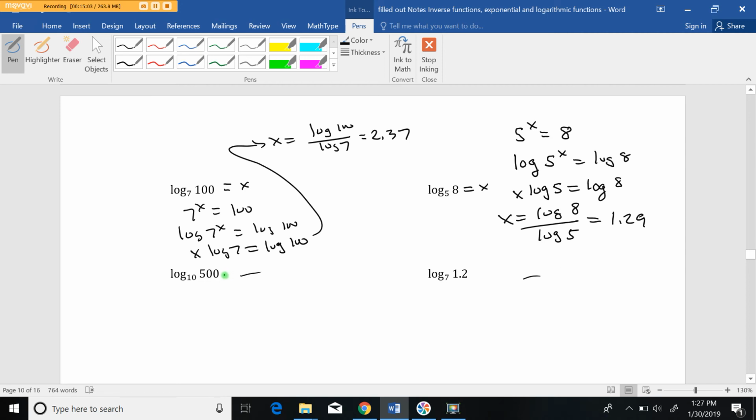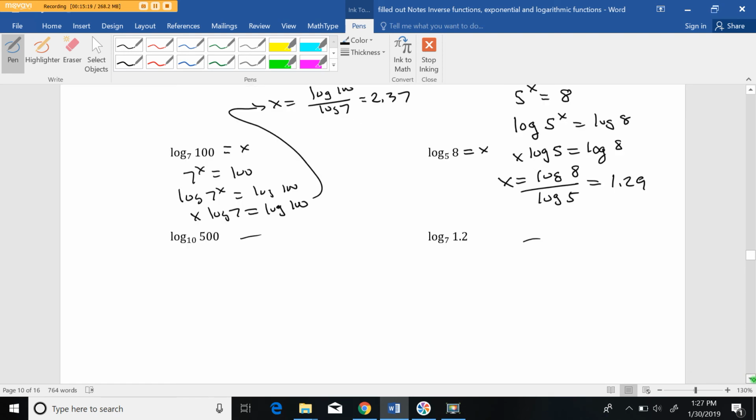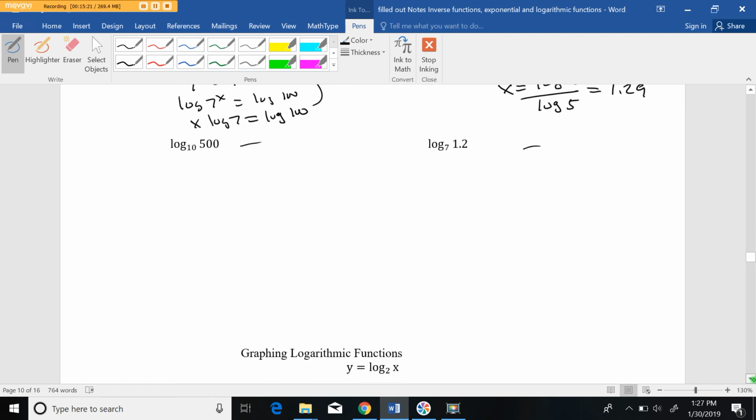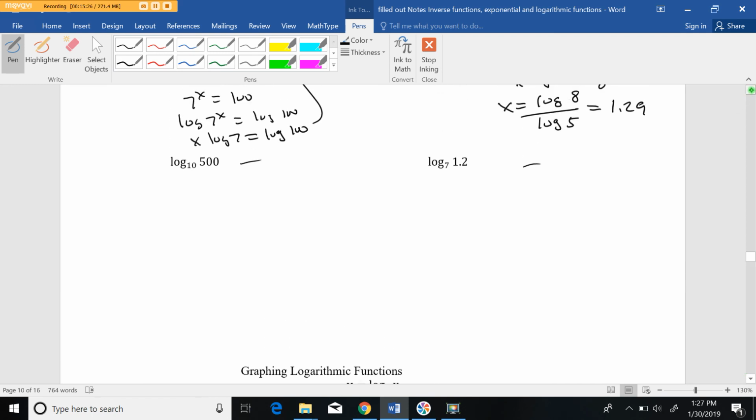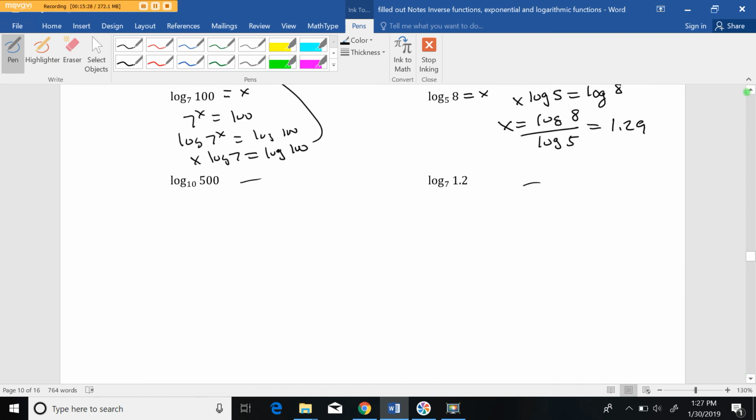Just write equals x, write it 10 to the x equals 500, take the log of both sides, right? And then the algebra step's the same. This one, write equals x, write it 7 to the x equals 1.2, then take the log of both sides. Again, I'm just going to leave that as practice for whoever's viewing this. All right, and let's see, on to graphing logarithmic functions.